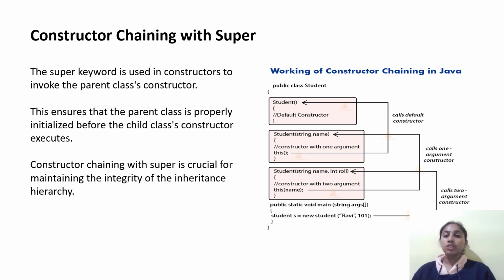Here we can see the working of constructor chaining in Java, by using the public class Student. Student is the class name, and here we call the default constructor, that is Student, and then String name. Inside the Student we insert the String name, and then call the one argument constructor, that is a constructor with one argument, using the this keyword. Here Student(String name, int roll) calls the two argument constructor, this(name), and then public static void main(String[] args), Student s = new Student("Ravi", 101).